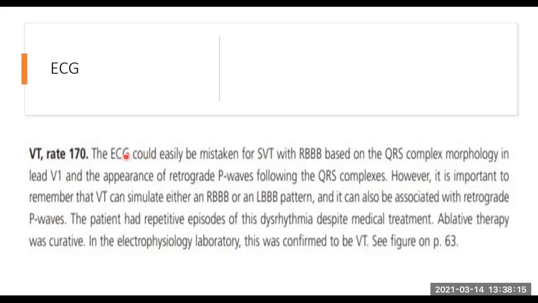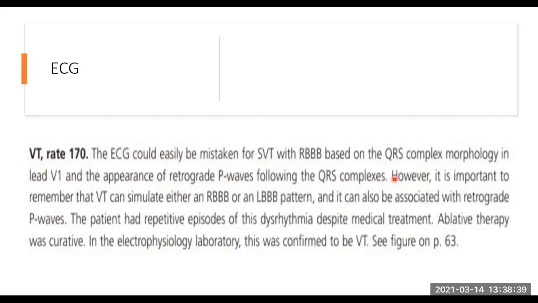So you see here, they say the ECG could easily be mistaken for supraventricular tachycardia with right bundle branch block based on QRS morphology in lead 1 and the appearance of retrograde P waves following the QRS complexes. So that's a nice way of talking about something that we call SVT with aberrancy. Okay. Now, this is something we'll get to later in the year. I don't want you guys to stress about this right now.